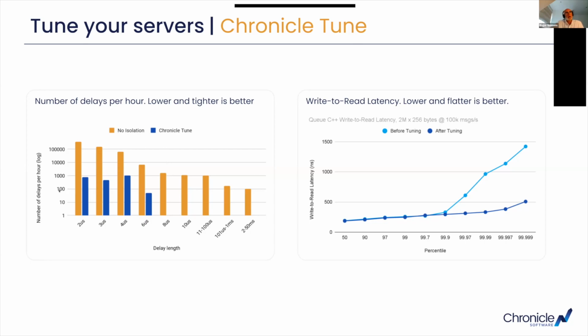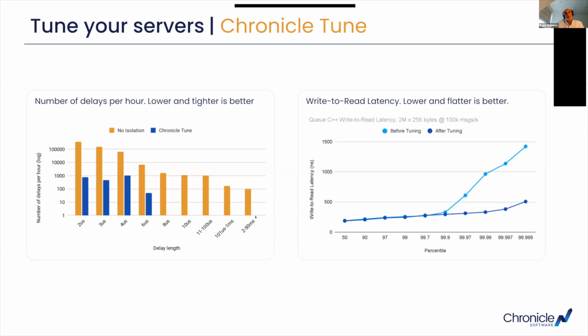The number of interruptions, number of delays is also a logarithmic scale. Okay, so by the time we get up to the top end, we're orders of magnitude more than the lower end. So where we want to be on this plot is tucked up as much as we can in the bottom left-hand side. And that's exactly what Chronicle Tune is doing.